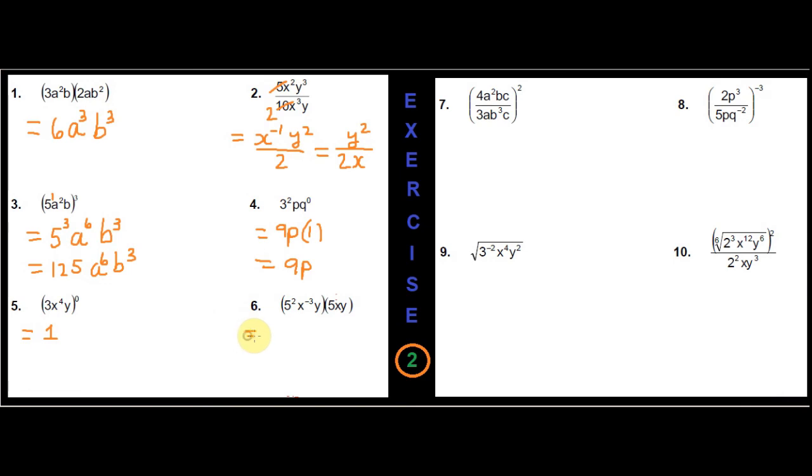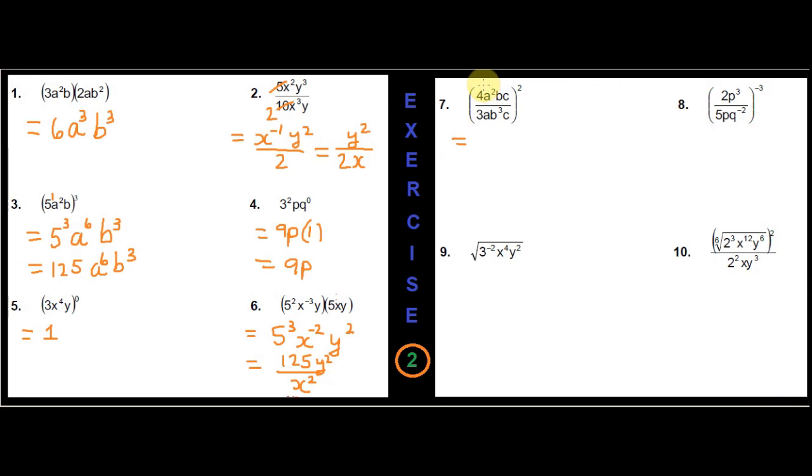Multiplying out here, there's a 1 here that we don't write on each of these factors. So it's going to be 5 cubed. Then minus 3 plus 1 for the powers of x is minus 2. And in y times y is y squared, adding the powers. So it's 125. And we're going to take the x to the minus 2 into the denominator as x squared. The power becomes positive. And of course, we still have y squared on top.